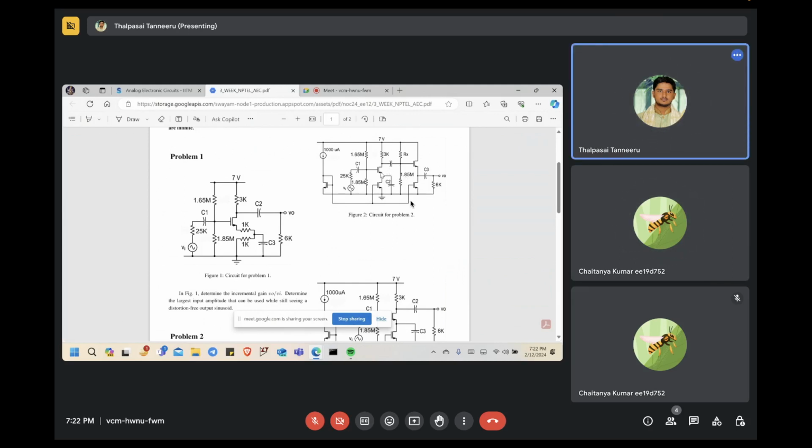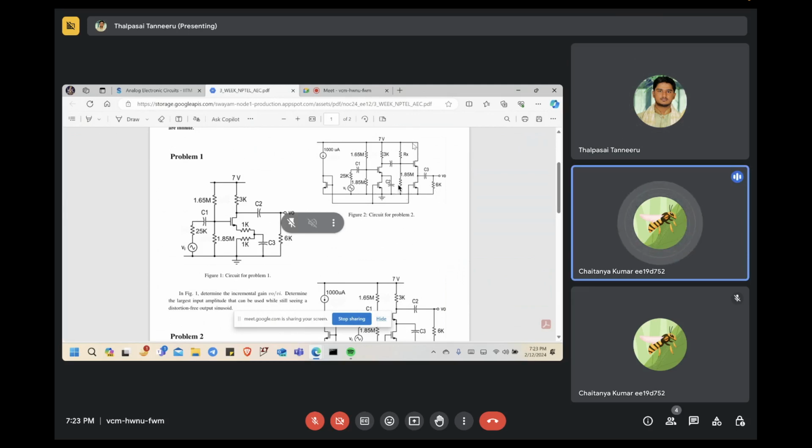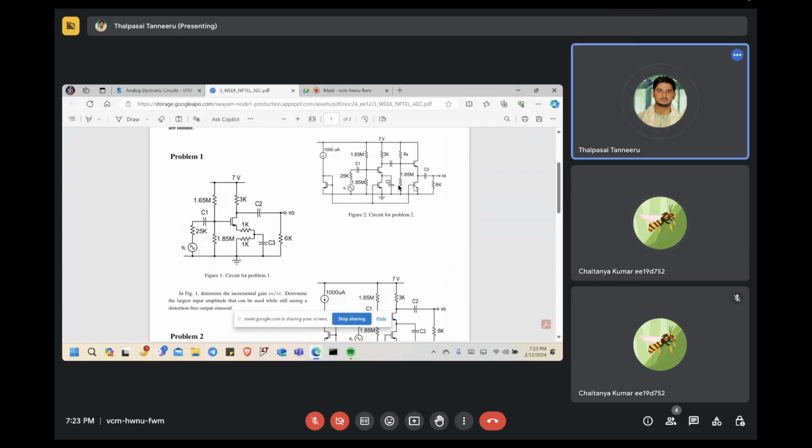Which one? This one, sir. Yes, this one. What is this one? Common drain here. And before that, what is it? Yes, common source. Here it is shorted, no, sir. Both are common drain ones? No, no, no. The lower transistor is just a current source. It doesn't have the input in it, right? It is just a current source that will provide you with 100 microamperes of current.